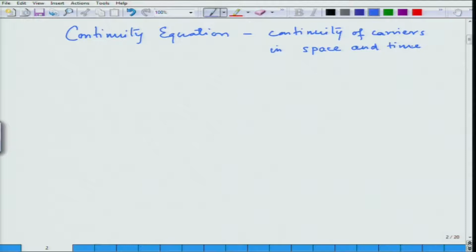So, this general equation that we wrote earlier tells how the carrier concentration at a particular point is related to the carrier concentration at its adjacent point and how it is changing with time. So, that is a general equation.